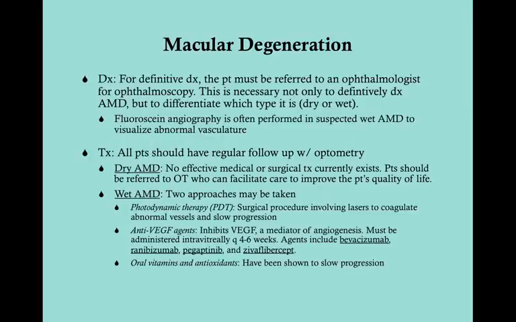There's also the anti-VEGF agents. VEGF is a signal protein that stimulates angiogenesis. So it makes sense that with wet AMD, where you have abnormal angiogenesis, you would give something that would stop that. These agents inhibit VEGF, but they need to be administered intravitreally, and it's kind of a pain because you have to go every 4 to 6 weeks to have these administered.